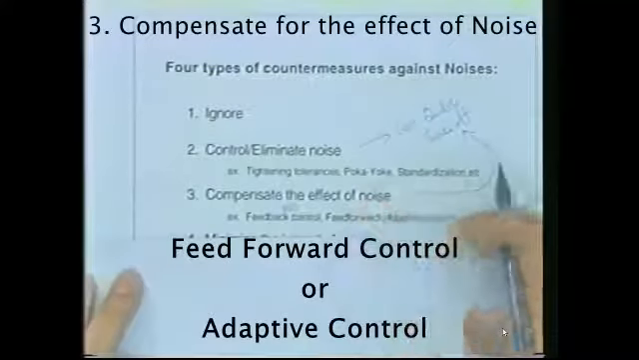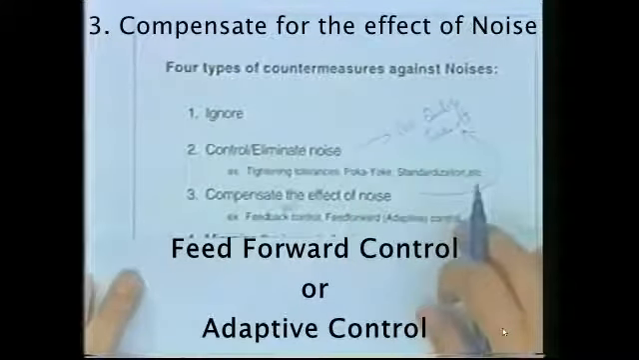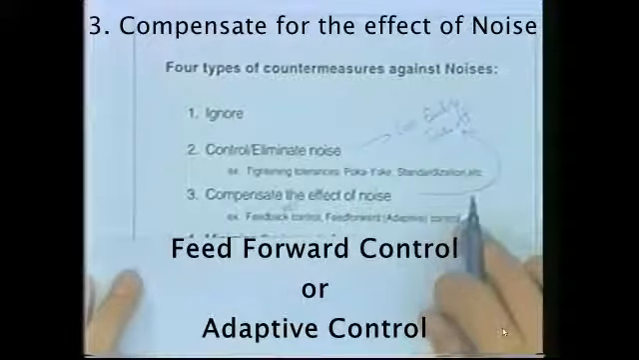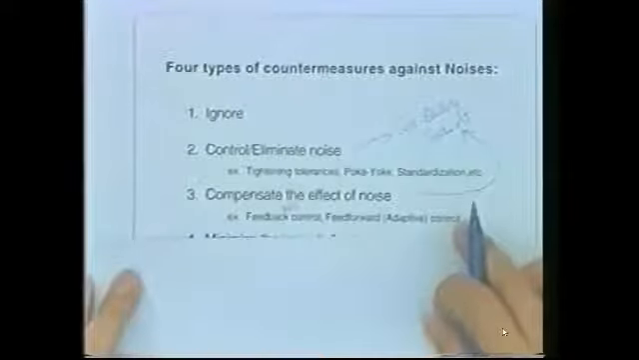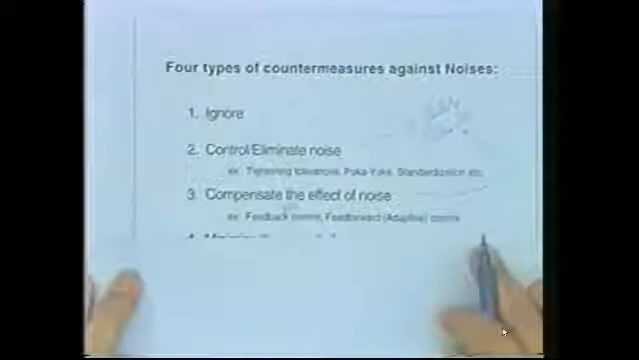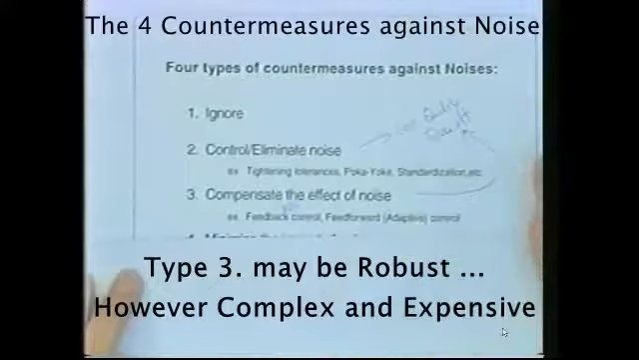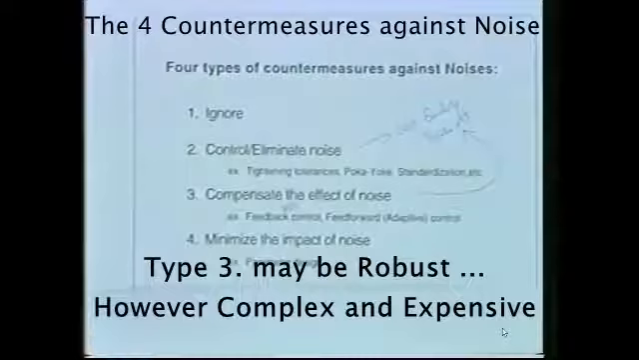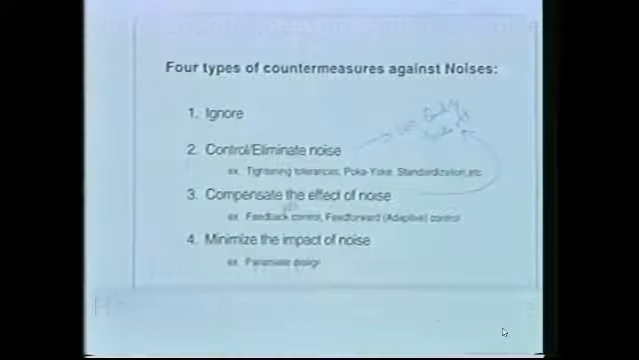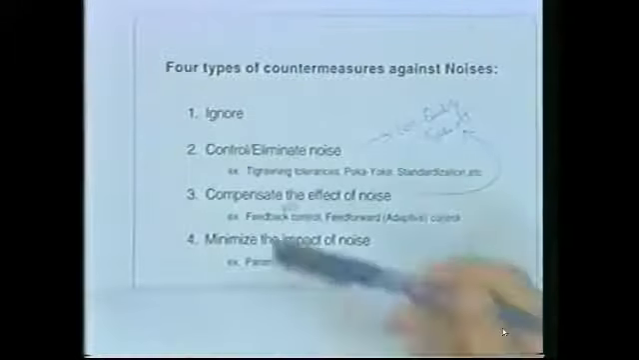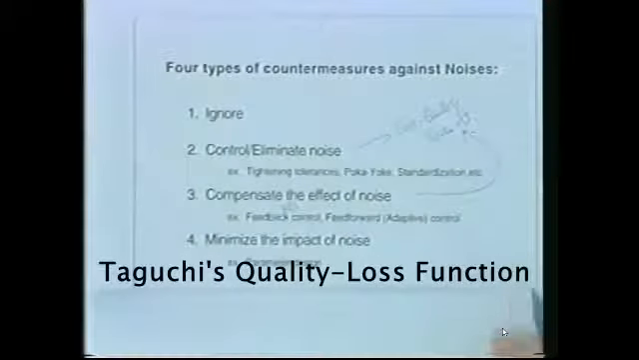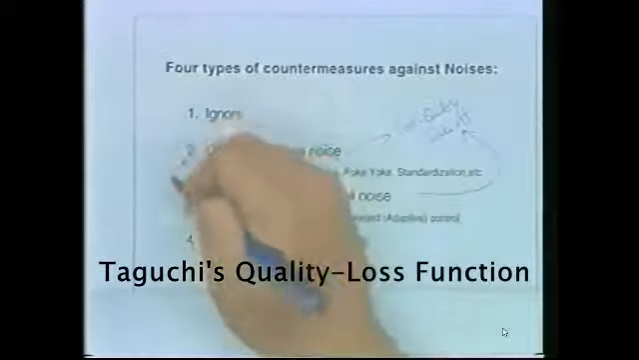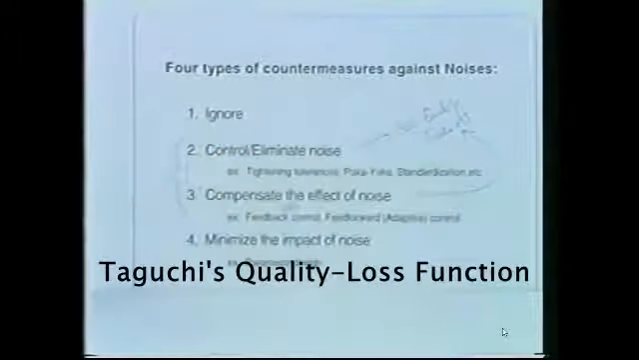Feed-forward control, adaptive control, are similar things. This is adding complexity to the existing system to compensate for the inability of the system to be robust as it's currently designed. Exactly, this will make it robust. However, it adds complexity and cost. It's complex and expensive. However, if certain noise is so dominating, we have to apply this kind of countermeasure. So usually we use the so-called loss function to make decisions whether to do these two types of countermeasure.